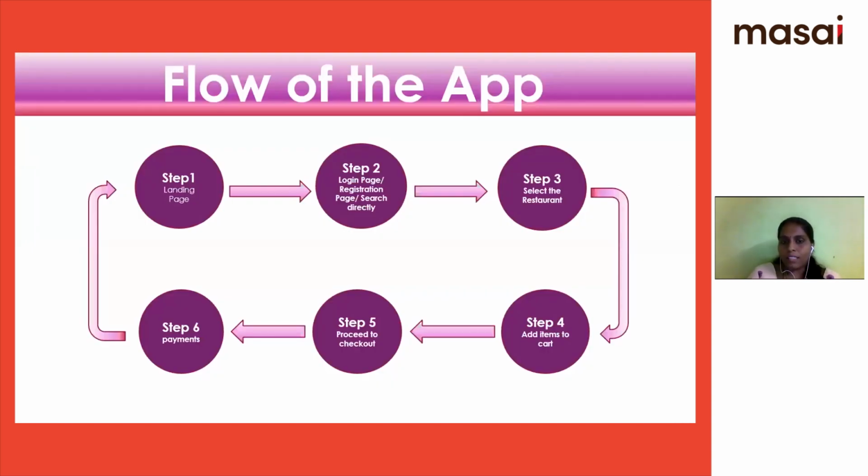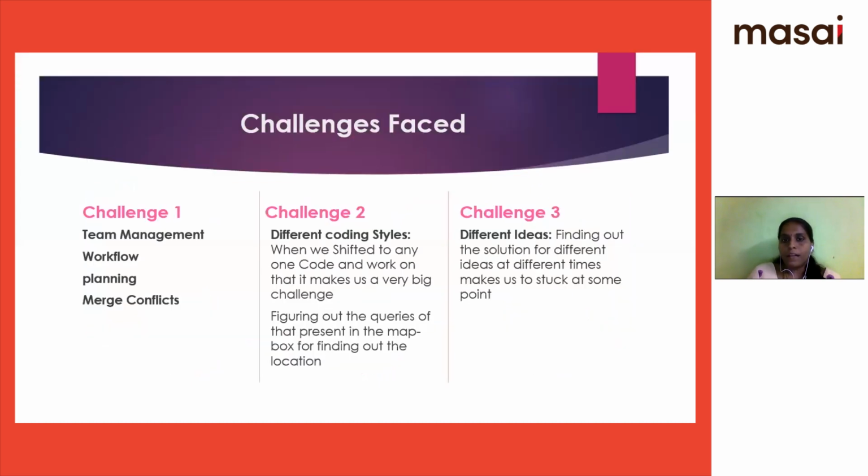From the landing stage, it moves to the login page, or if we are not registered, it moves to the register page, or it directly enters the search page. The next step is selecting the restaurant. After selecting the restaurant, we add the items into the cart. After the items are added, we proceed to check out, and payments go on. If we want to leave that page, we can sign out. So this is the flow of our project.